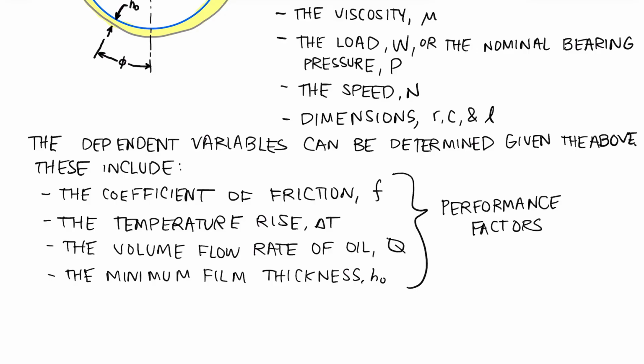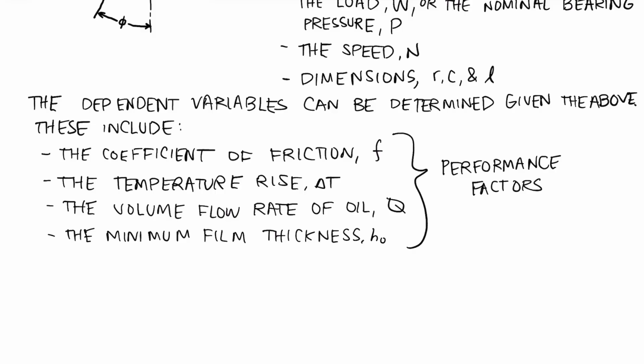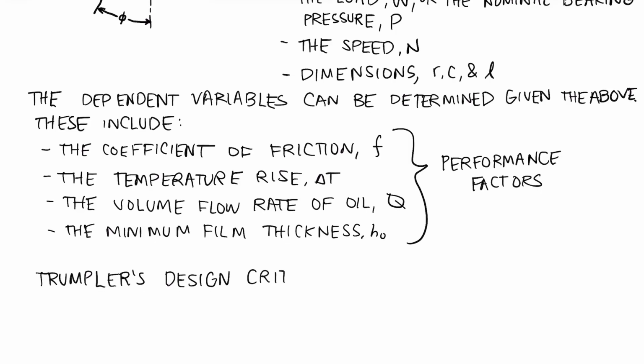And we need to place some limitations on these performance factors to ensure that we get good performance. Now, one place that you can start is with Trumpler's design criteria. This is the recommendation from your textbook. Now, this may not be applicable for your particular situation. This is simply a starting point for a beginning designer. If you are given no other guidelines, no other limitations, this is something that you can start with.